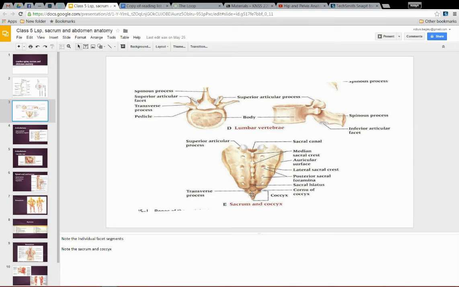This is a picture of the sacrum and the coccyx from the posterior aspect. We have a spine, a sacral spine that runs down the middle. There is a canal that's carried on through the canal of the vertebrae, and then the coccyx is at the very end.